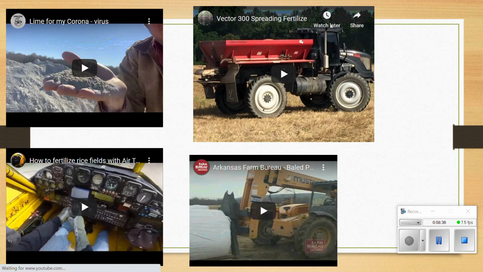So here are some ways to apply fertilizer. Very common. In the top left, that's a video I made of us spreading lime this fall. Then you have a spreader truck, very common in Arkansas, the airplane, and then the chicken litter.